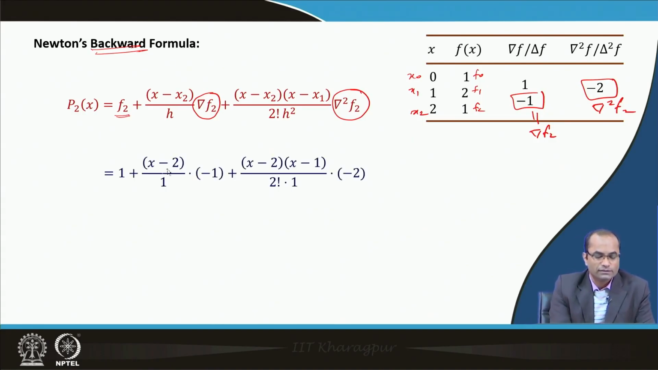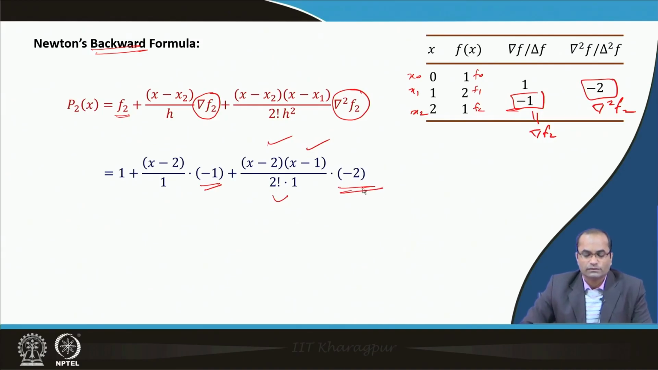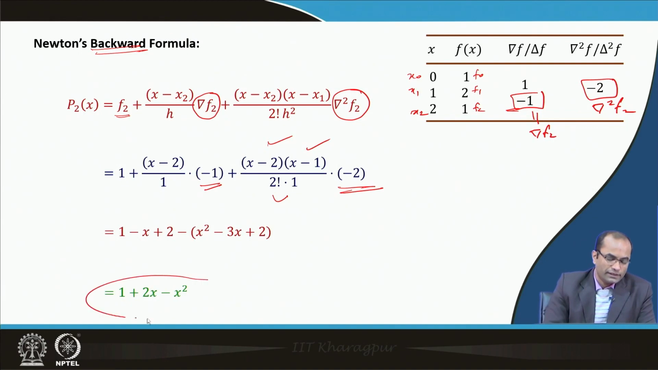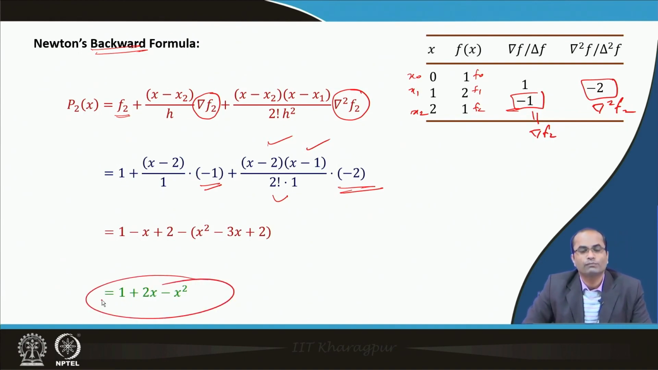So, here x minus 2, this times 1 here minus 1, and then we have x minus 2 times x minus 1 and factorial 2 h square, h is again 1. And the second order difference is minus 2 and then we can simplify and we will get the same interpolating polynomial, that is 1 plus 2x minus x square.